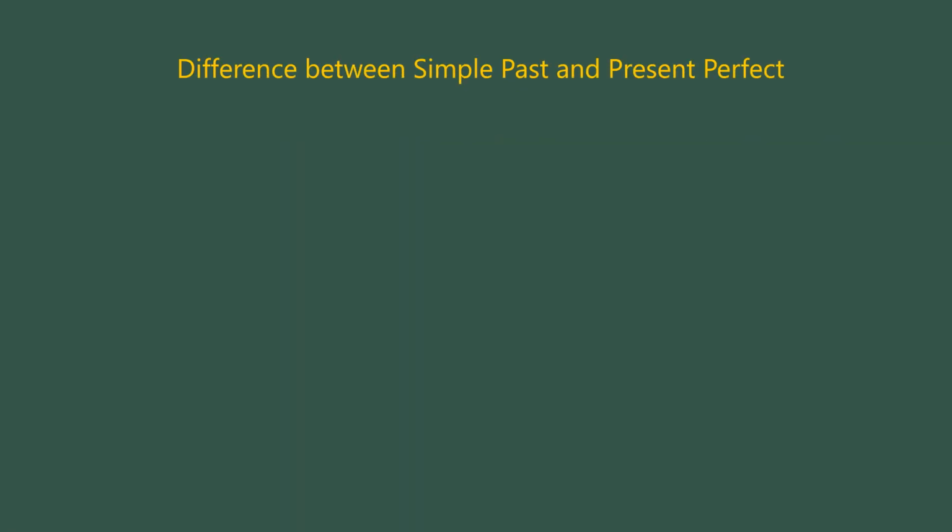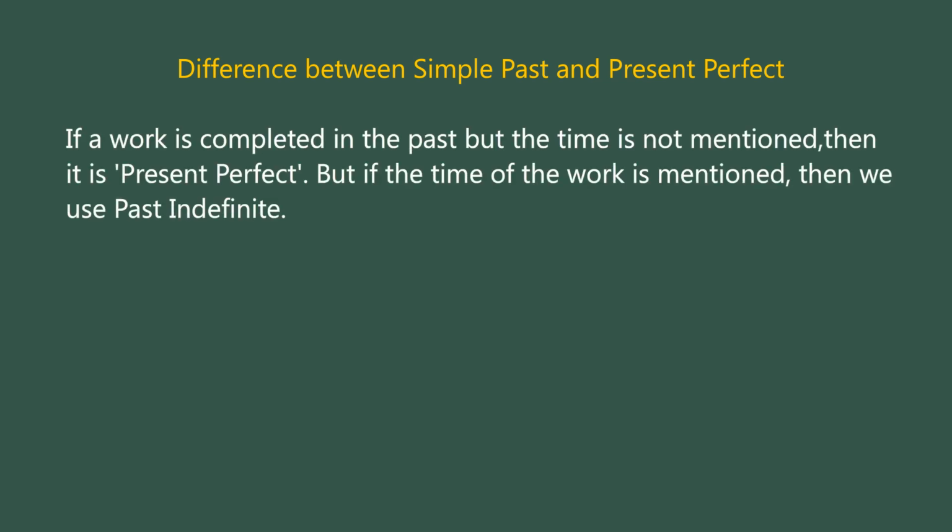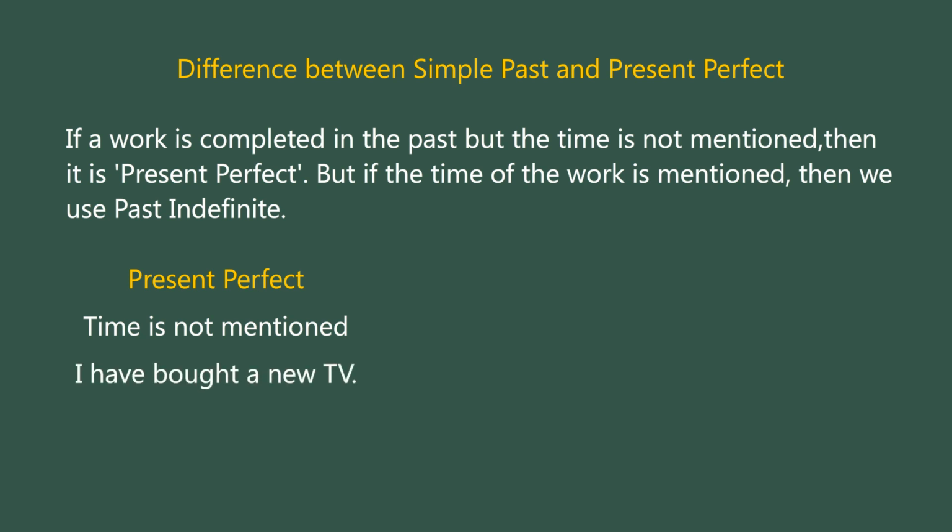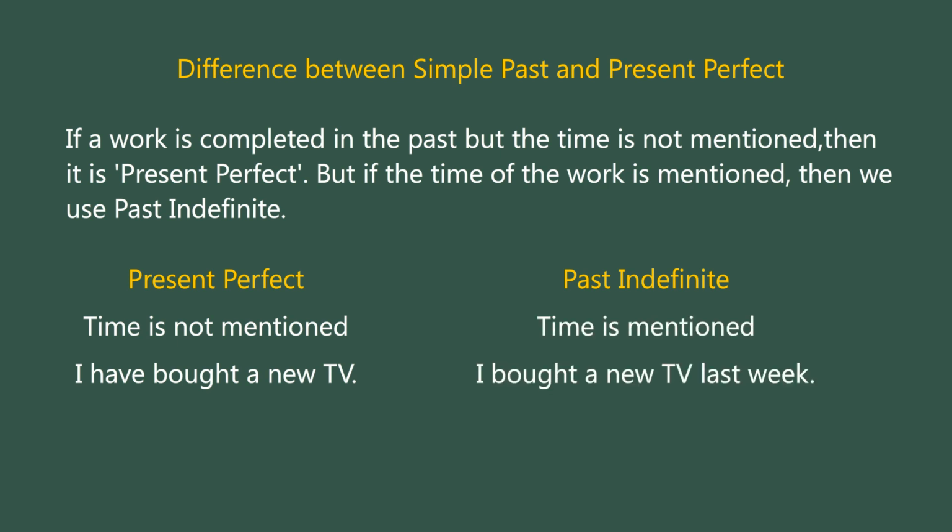Difference between simple past and present perfect. If a work is completed in the past, but the time is not mentioned, then it is present perfect. But if the time of the work is mentioned, then we use past indefinite. Like, present perfect, time is not mentioned: I have bought a new TV. Past indefinite, time is mentioned: I bought a new TV last week.